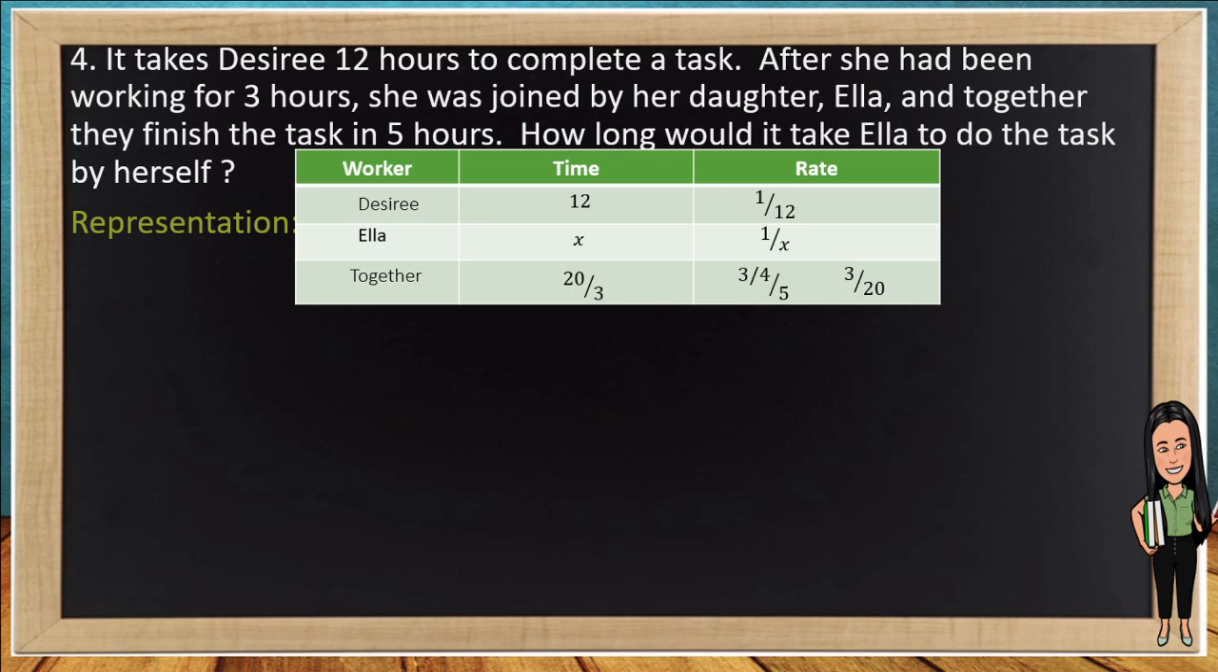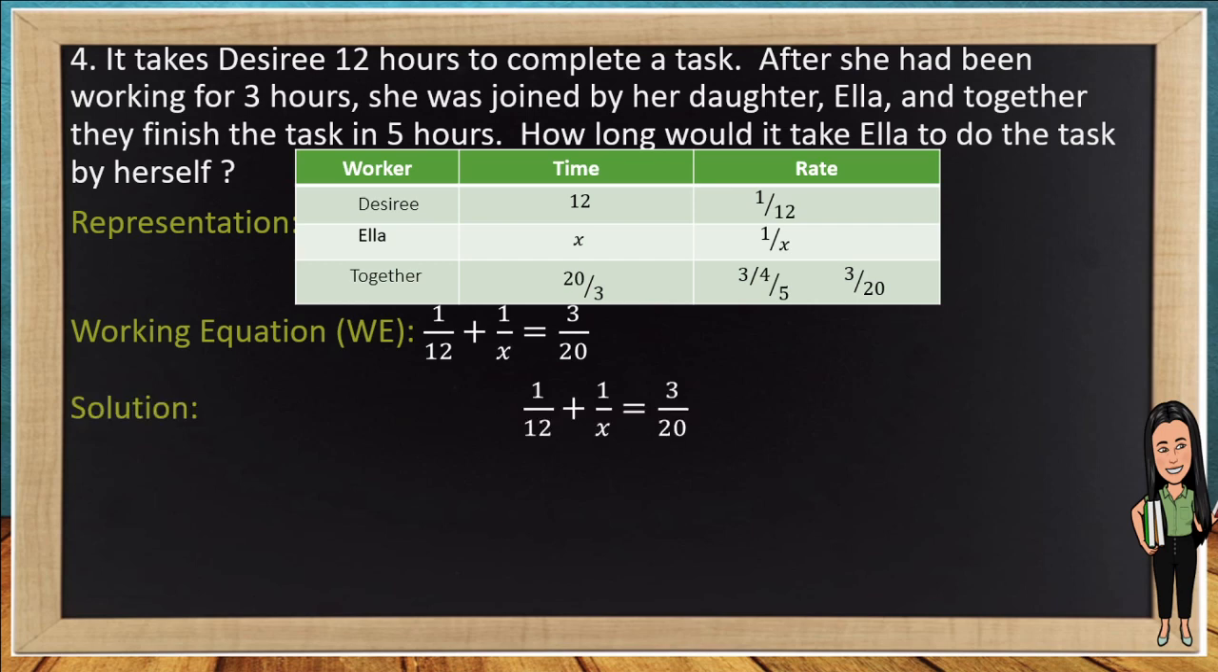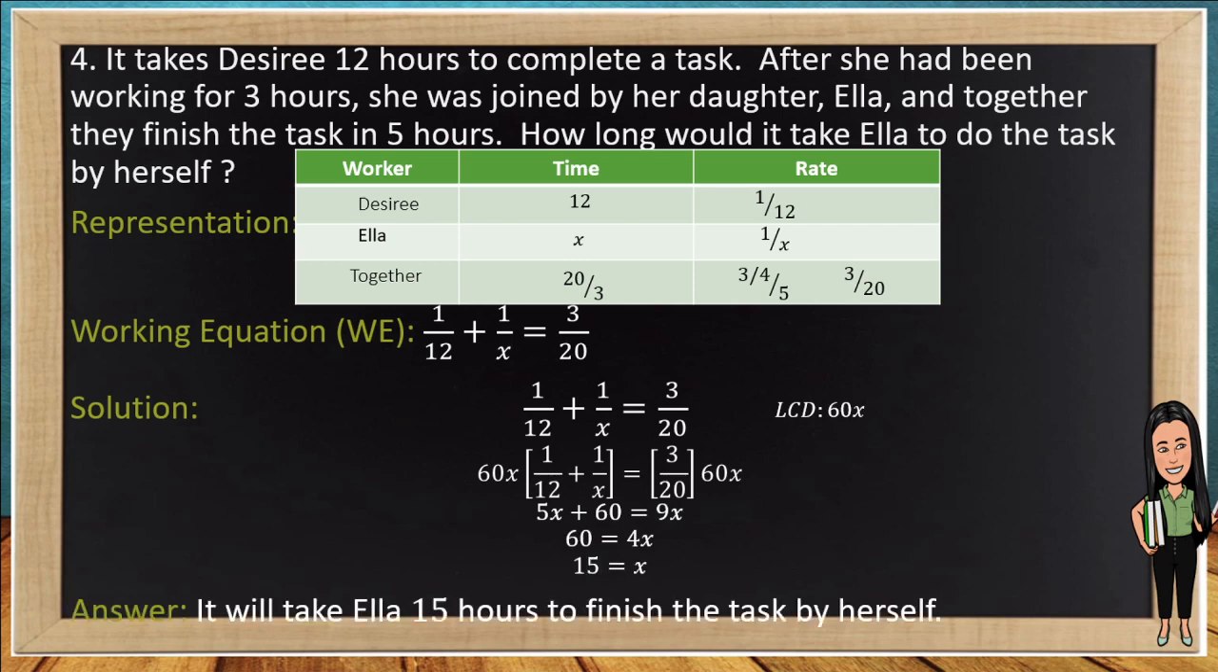Okay. So, we get the sum of the rates, 1/12 plus 1/x is equal to 3/20. LCD is 60x, solve for x is equal to 15, which means it will take Ella 15 hours to finish the task by herself. Okay?